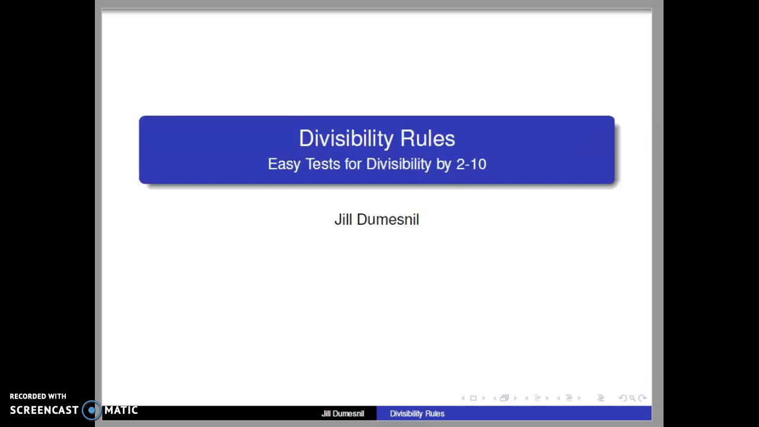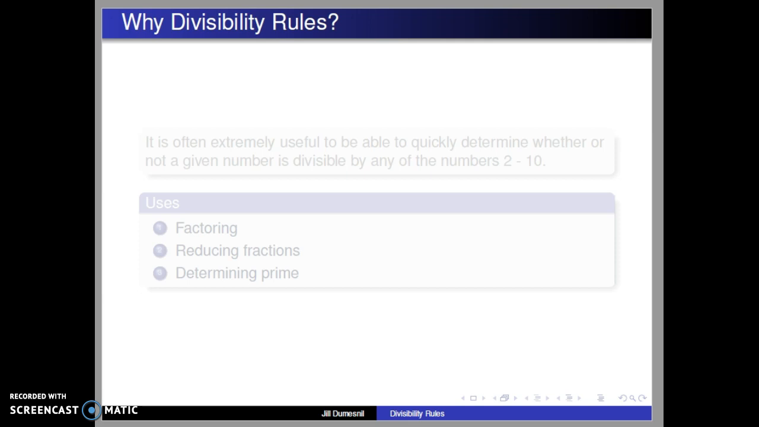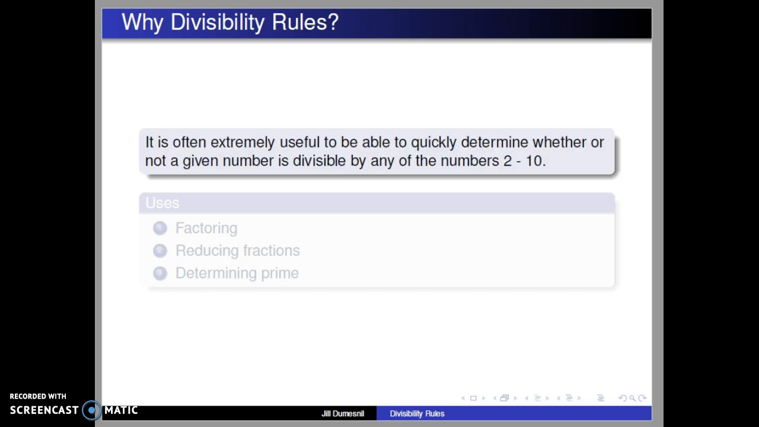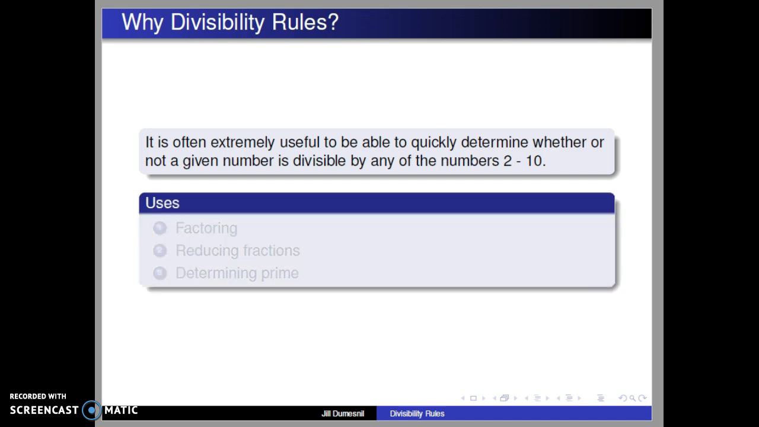There are relatively easy tests to determine whether a given number is divisible by any of the integers 2 through 10. You may wonder why it matters, given that everyone always has a calculator available. But being able to quickly decide without a calculator is often quite useful. A short list of example uses is given here.